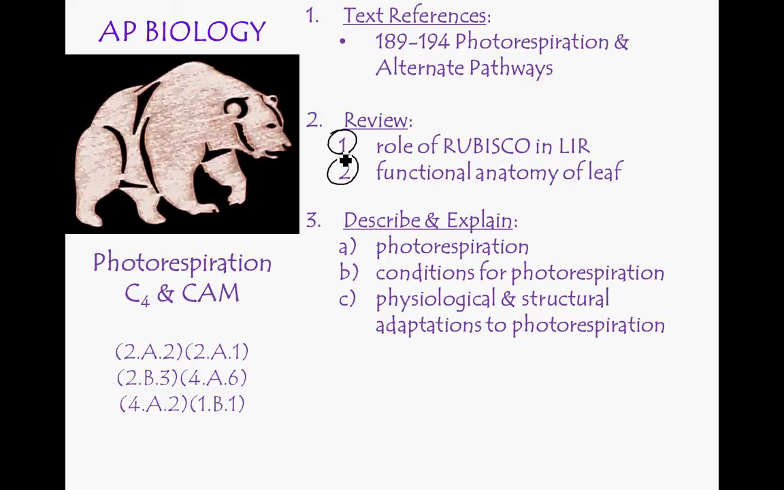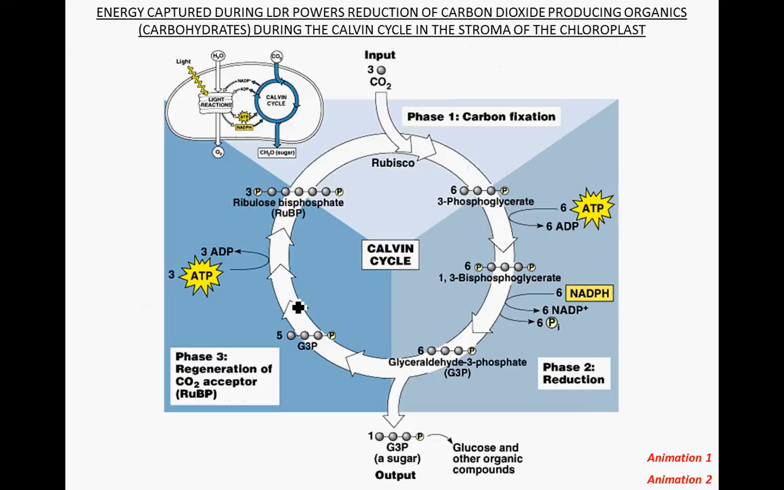The goal here is to describe and explain what photorespiration is, and then identify and describe the conditions for photorespiration, and then identify and describe some physiological and structural adaptations that plants have to avoid or to limit the negative effects of photorespiration. So in previous screencasts, we had addressed the light-independent reactions, and we had talked about the role of rubisco in fixing carbon dioxide gas to RuBP to then generate organics.